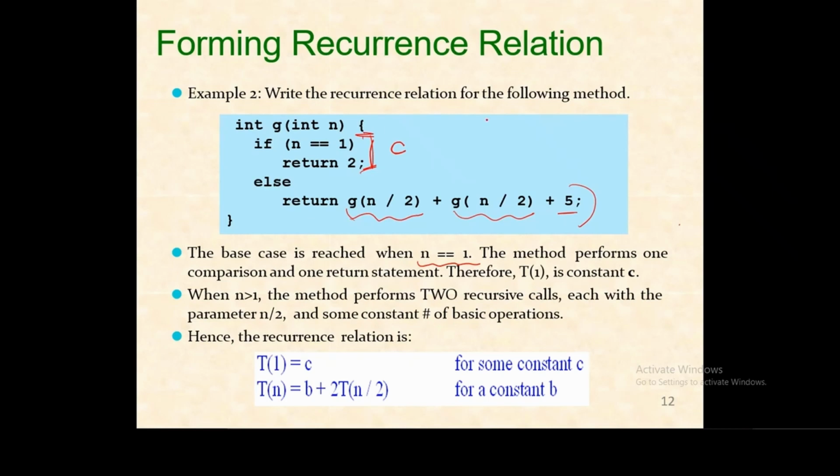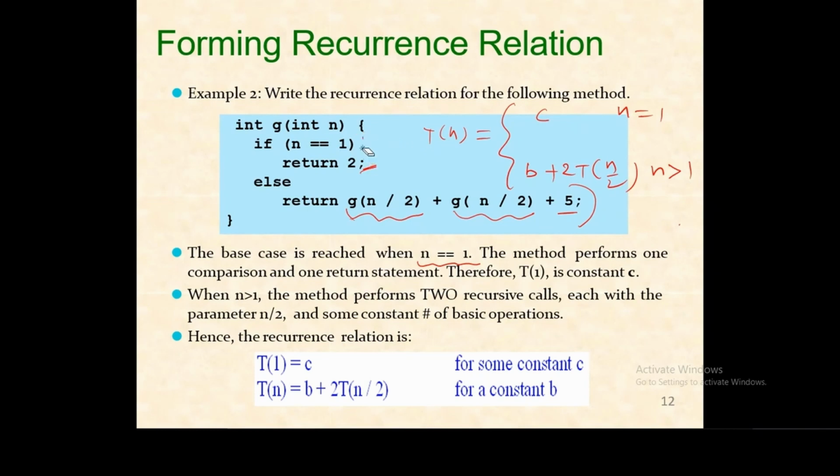So if we want to write the recurrence relation for this, it will be c for n equal 1, and it will be, you can see here, some constant b plus t of n by 2 plus t of n by 2, meaning b plus 2 t of n by 2, for n greater than 1. So this will be the recurrence relation of this particular recursive function.